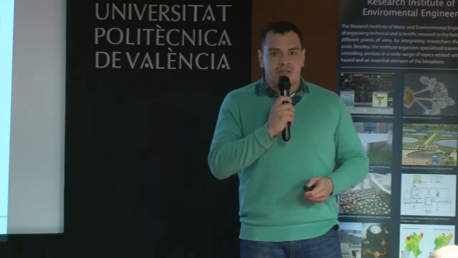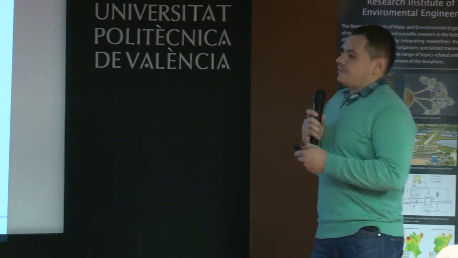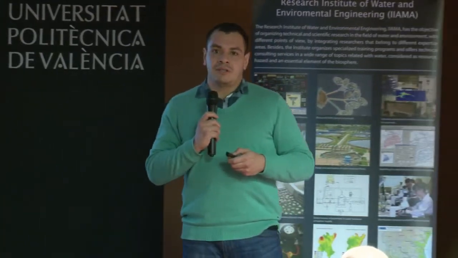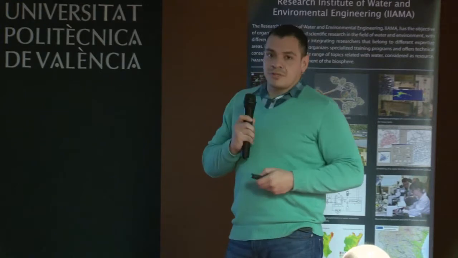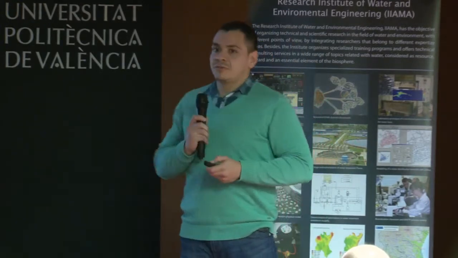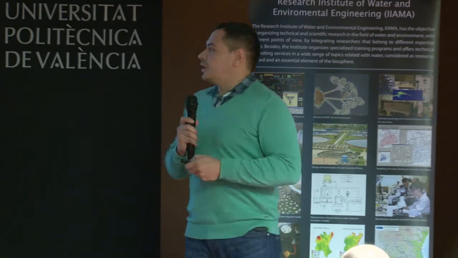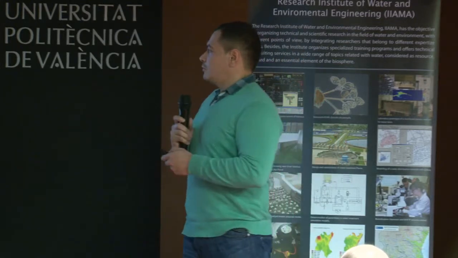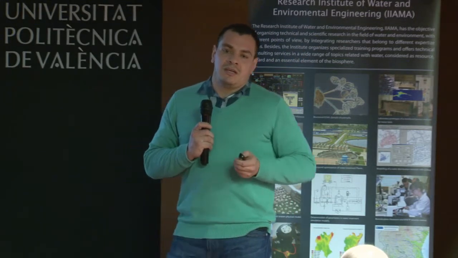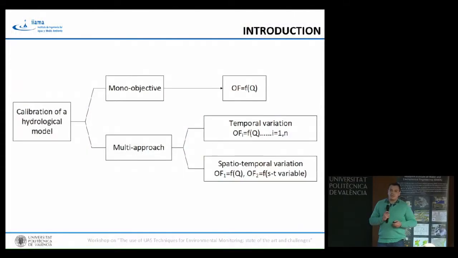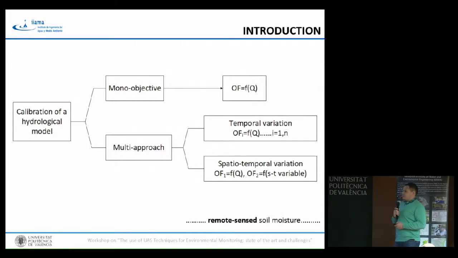As a quick introduction, I want to talk about the calibration of a hydrological model. We have two big approaches. The first one is mono-objective with just one objective function, and the second one is multi-objective, which we can use to evaluate two or more objective functions. In this case, we use multi-objective calibration, including spatiotemporal data, and the spatiotemporal state variable is remote sense soil moisture.